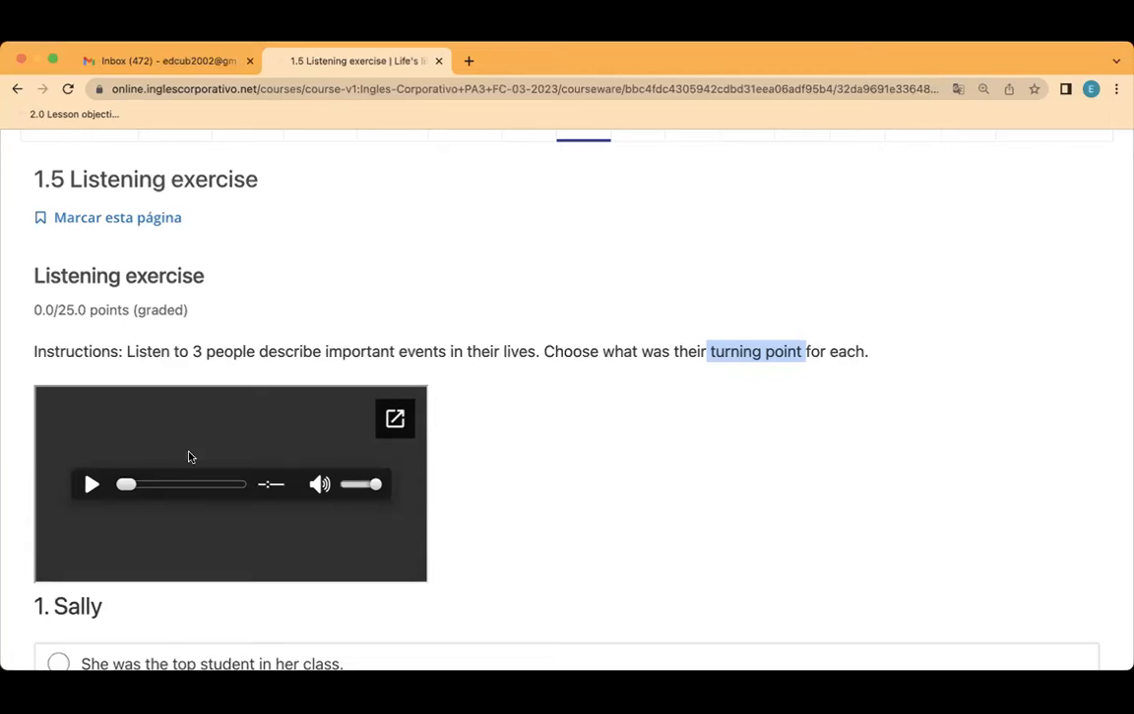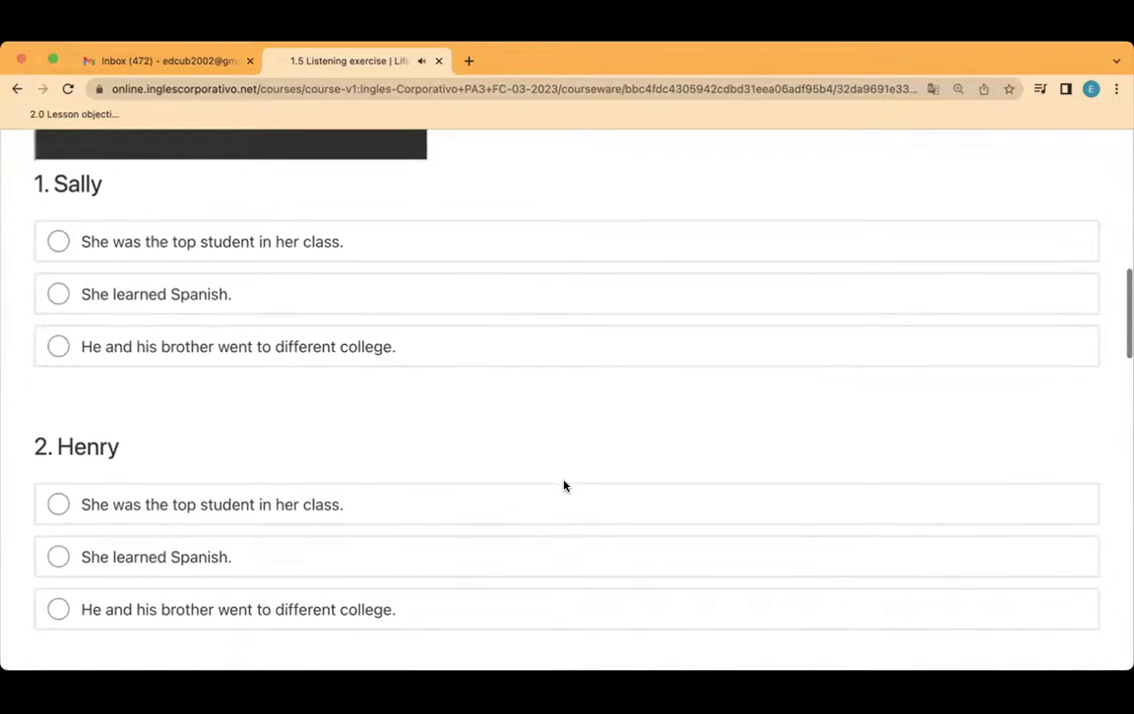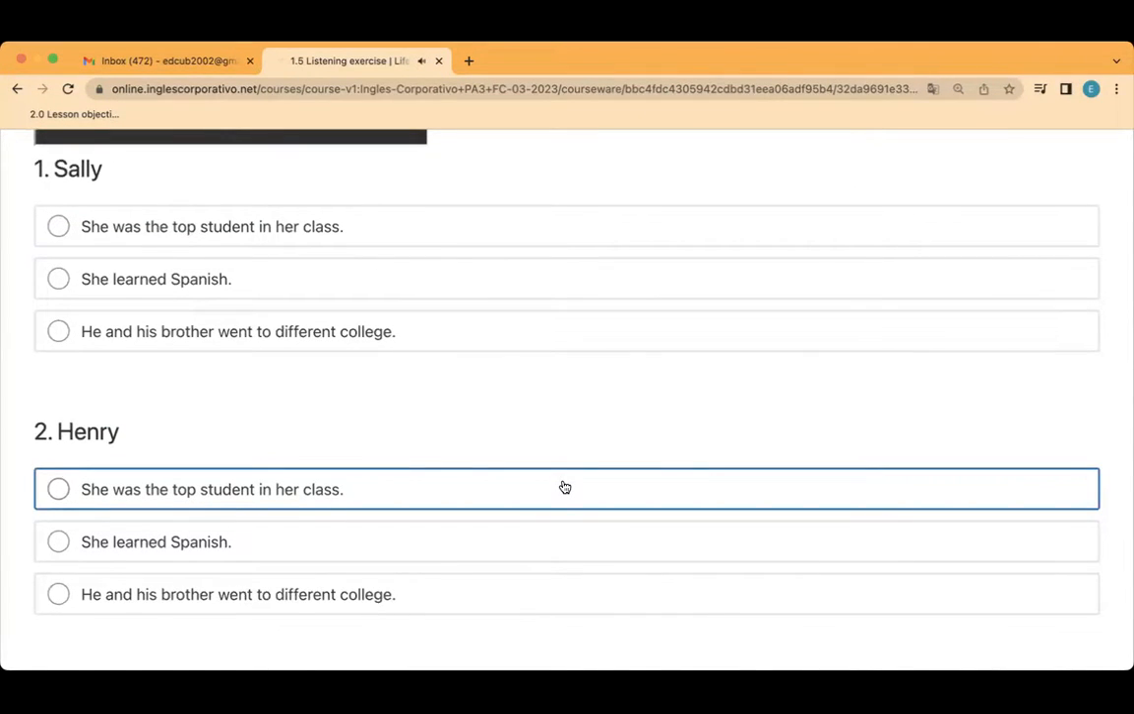Here we go. Page 74, exercise 4, listening, important events, part A. Listen to three people describe important events in their lives. Complete the chart. 1. Sally.